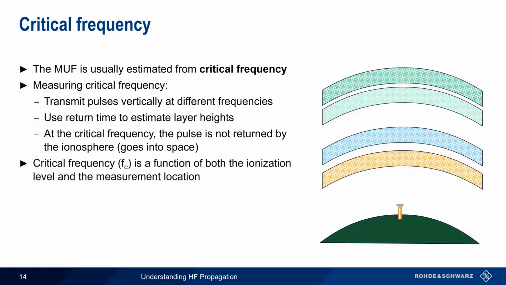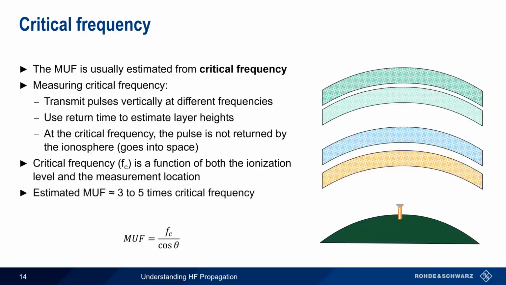Critical frequency is a function of both the current ionization level as well as the measurement location. It's measured regularly at hundreds of locations around the world. Mathematically speaking, the maximum usable frequency is the critical frequency divided by the cosine of the angle of incidence. If we send a signal straight up at 90 degrees, MUF and critical frequency are the same. But as a practical matter, the maximum usable frequency is usually estimated at 3 to 5 times the critical frequency.